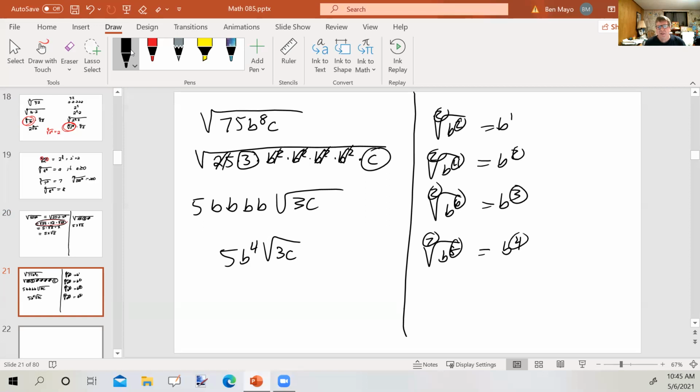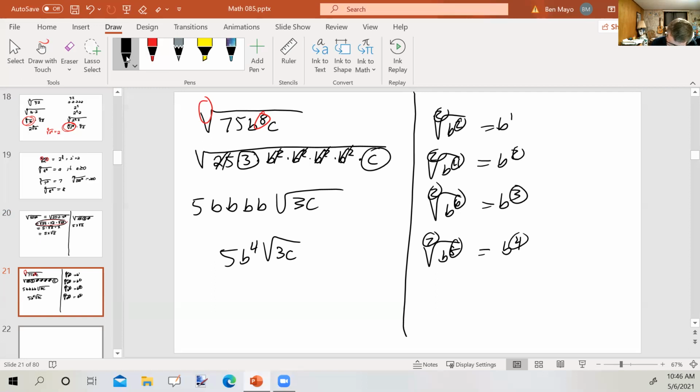So what that's telling me is that not only could I simplify b squared, but b to the 4th, b to the 6th, b to the 8th. So basically, if the exponent is the index, or a multiple of the index, I could just deal with it as it is without having to break it down further.